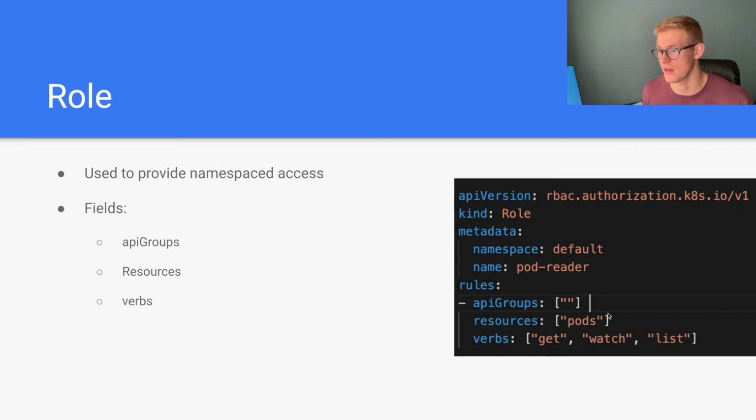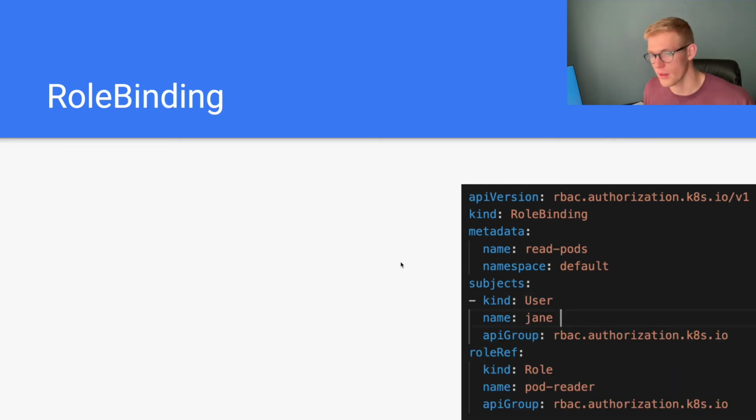And the reason we're using that is because we want to specify a role for pods, and pods are obviously the fundamental resource in Kubernetes. Then we specify the verbs get, watch, and list. So this essentially gives us read access to pods, this particular role.